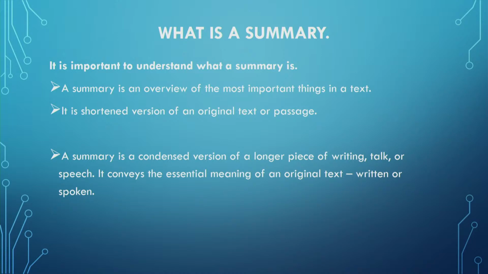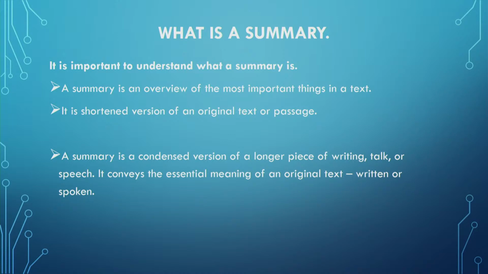I'm sure by now you know what a summary is, because this is not the first time of you hearing of this word, right? Okay. It is important to understand what a summary is. Now, a summary is an overview of the most important things in a text. It is a shortened version of an original text or a passage. It can also be a paragraph. In other words, a summary is a condensed version. Condensed means shortened, right? When you condense something, you shorten and lessen it, right?